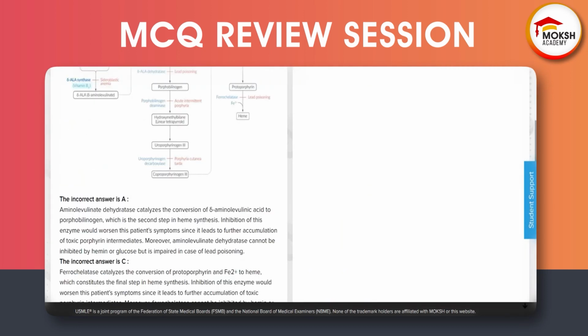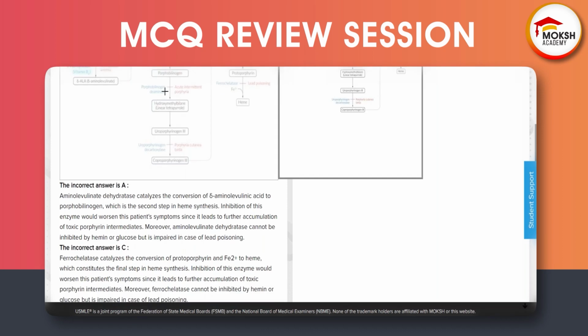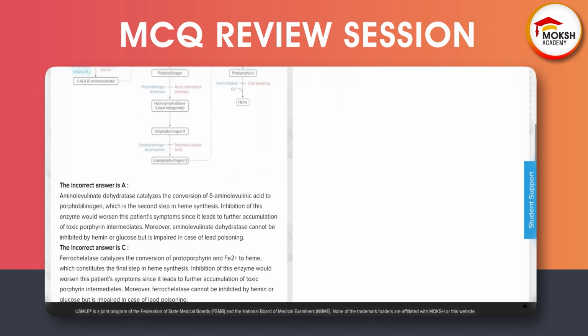If uroporphyrinogen decarboxylase is deficient here, you're going to have porphyria cutanea tarda. If you have a problem here, PBG deaminase deficiency, you're going to have acute intermittent porphyria. And keep in mind, here you don't have skin manifestations.